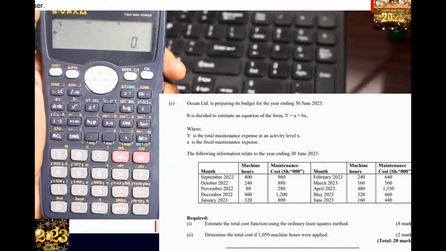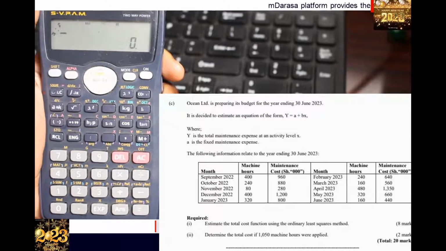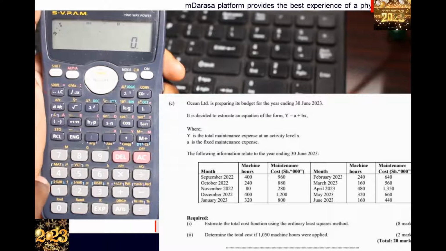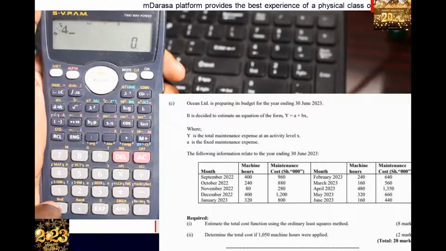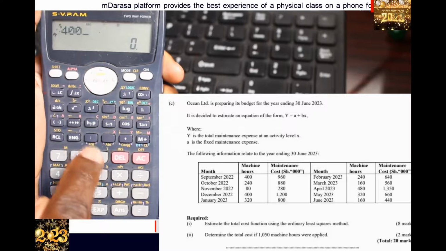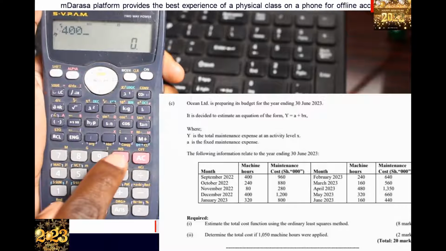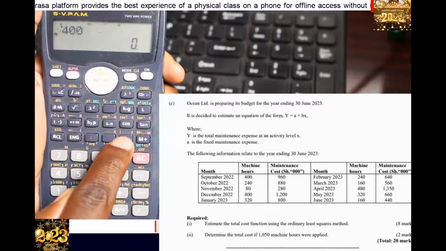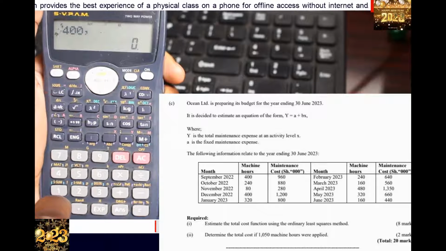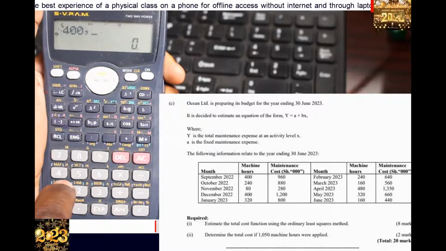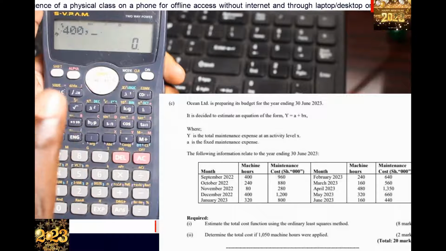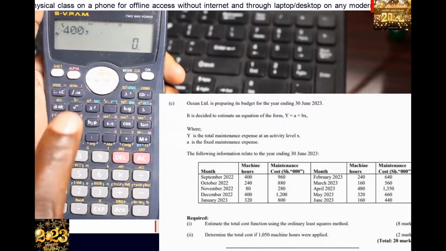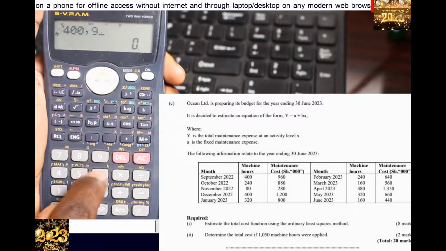Once it has appeared on our screen, we start by inserting the values of x, followed by the values of y. In our case here, the first value of x is September 2022, which is 400. So I'm going to have my 400. Then I do comma. Comma is basically just above delete. You see this one? You do that one. Then the value corresponding to that value of x is 960. You can clearly see I'm having September 2022, we have 400 and 960. So I'll do 960 here.